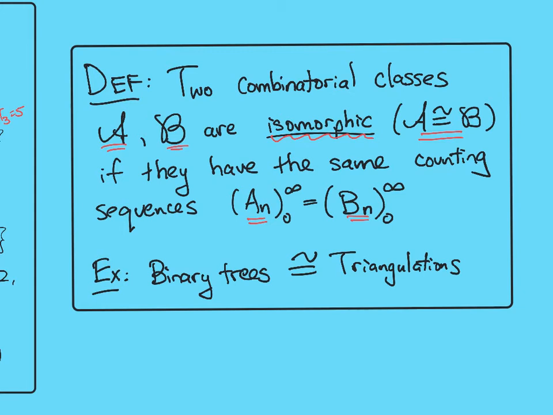So in the invitation to analytic combinatorics, we talked about binary trees, and it turned out that they had the same counting sequence as triangulations, so these two are isomorphic, even though it's not completely obvious why they might be.